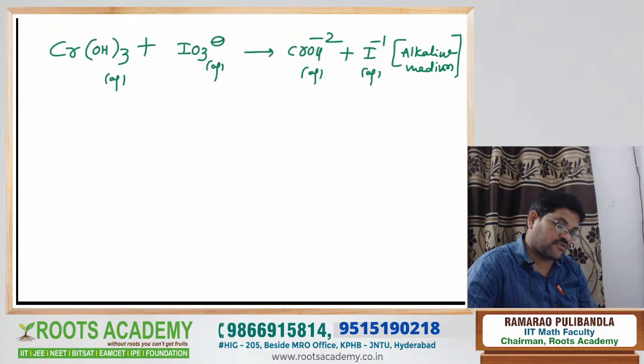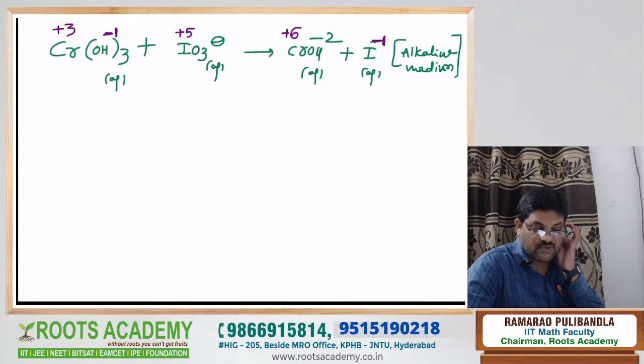Now, first you go to the oxidation half reaction and reduction half reaction. Charge of the OH is minus 1, so x minus 3 equals 0, x is equal to plus 3. With respect to CrO4 2 minus, charge of the chromium is plus 6. In case of IO3 minus, iodine charge is plus 5. Here iodine charge is minus 1.